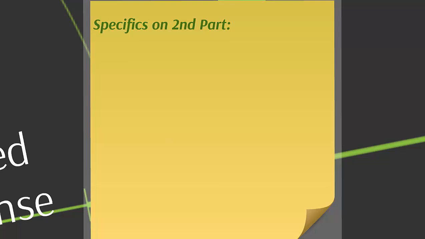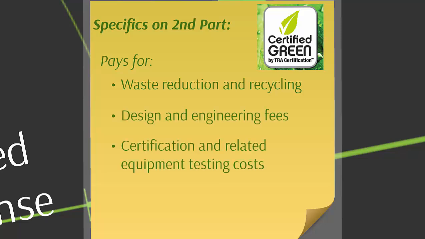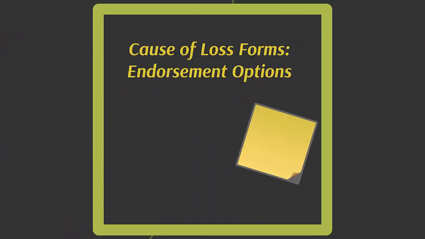So let's look at some specifics on the second part. It pays for waste reduction and recycling, design and engineering fees, certification and related equipment testing costs, and building air out and related testing. Lastly, let's look at the cause of loss form's endorsement options. An insured can add ordinance or law coverage. We'll look more closely at that.